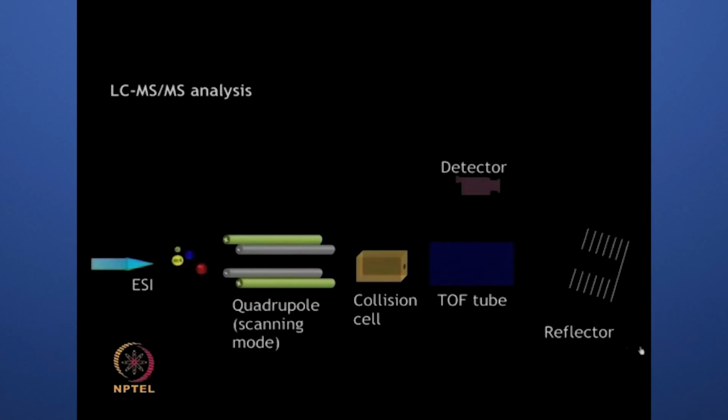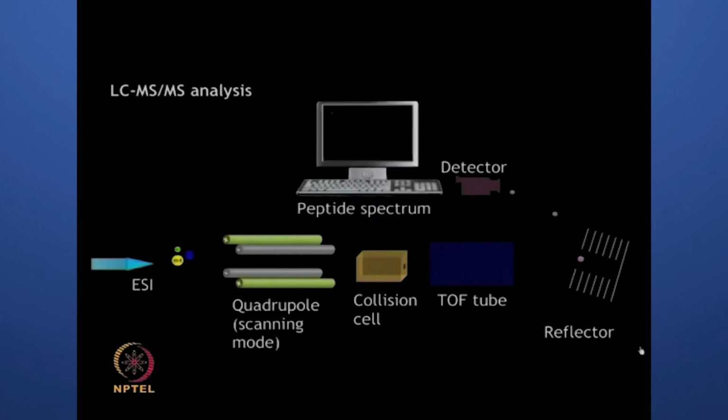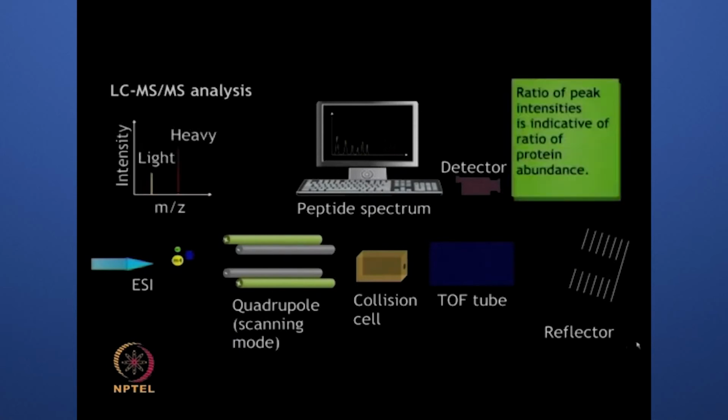The purified peptide fragments are analyzed by MS/MS. Peptides containing the heavy amino acid show higher m/z as compared to the corresponding light peptide fragments. The pairs of identical peptides can be differentiated due to the mass difference, and the ratio of peak intensities can be correlated to the corresponding protein abundance.